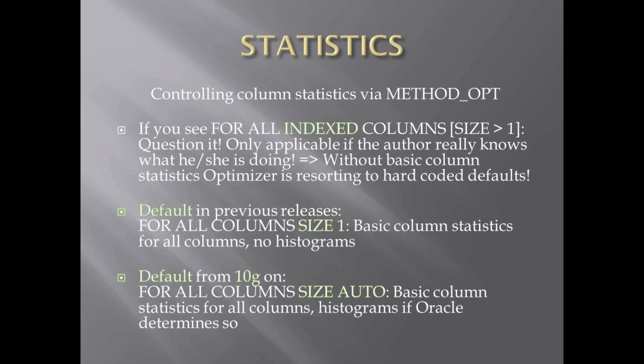If you are sure that all columns used in predicates, in group by, in order by clauses are indexed, then you can go for the indexed columns option. But it's a very good idea to stick to the default, at least for all columns, so that you get basic column statistics. This is still a common issue that I see many times.